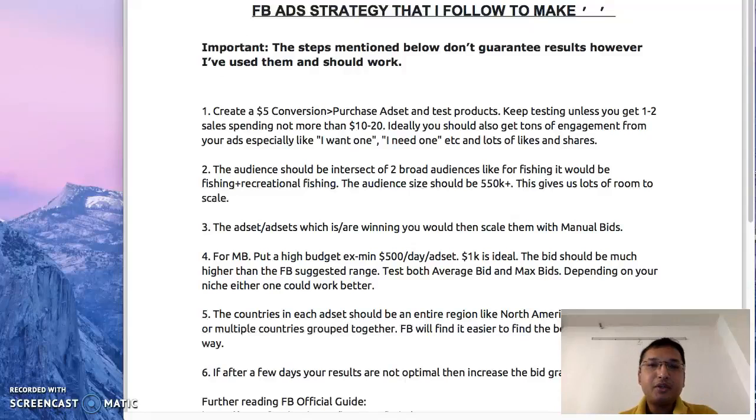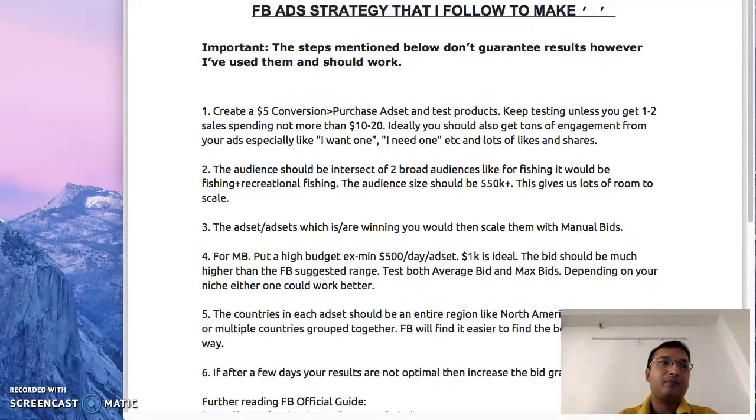Now, the bid amount should be higher than the FB suggested range, which means that when you set up the manual bids, Facebook would give you a minimum, a suggested bid, and a maximum. So bid more than the maximum. For example, the maximum bid is say $25, bid $40.